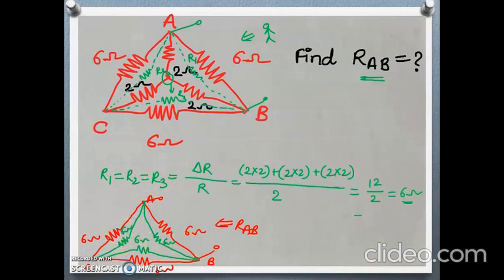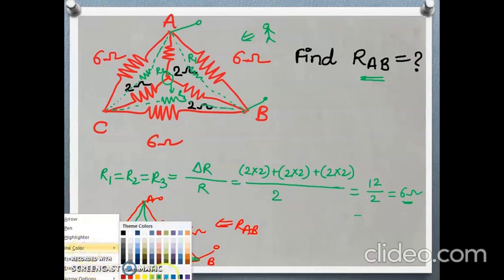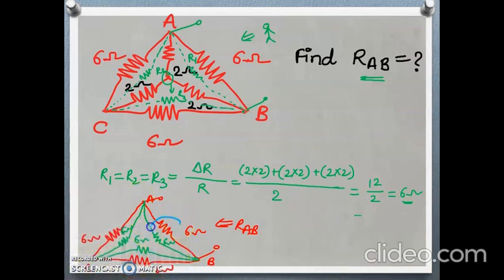Now see here, the 6 ohm and 6 ohm are connected in parallel. What will be its equivalent? As 6 and 6 are same and connected in parallel, its equivalent will be its half, so 3 ohm. Also we can calculate with our expression that 6 into 6 divided by 6 plus 6 is nothing but 3 ohm only. Now it is 3 ohm.